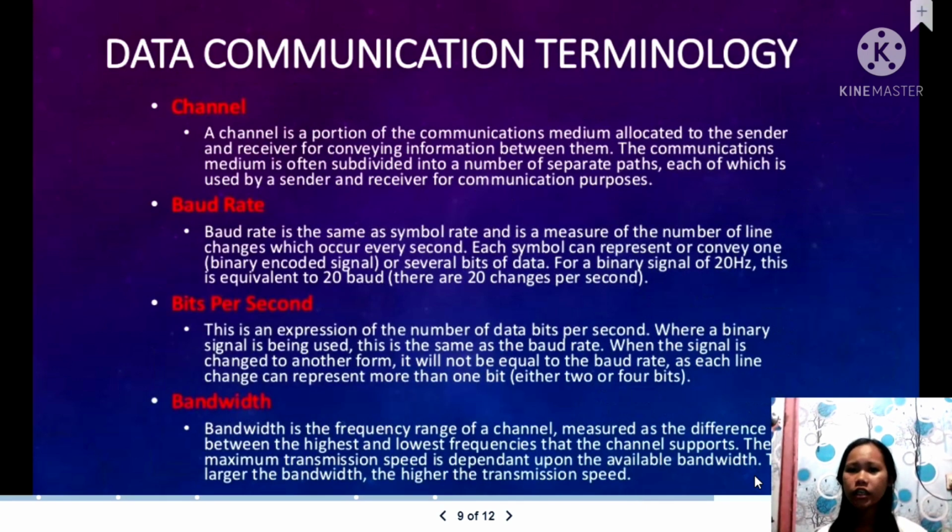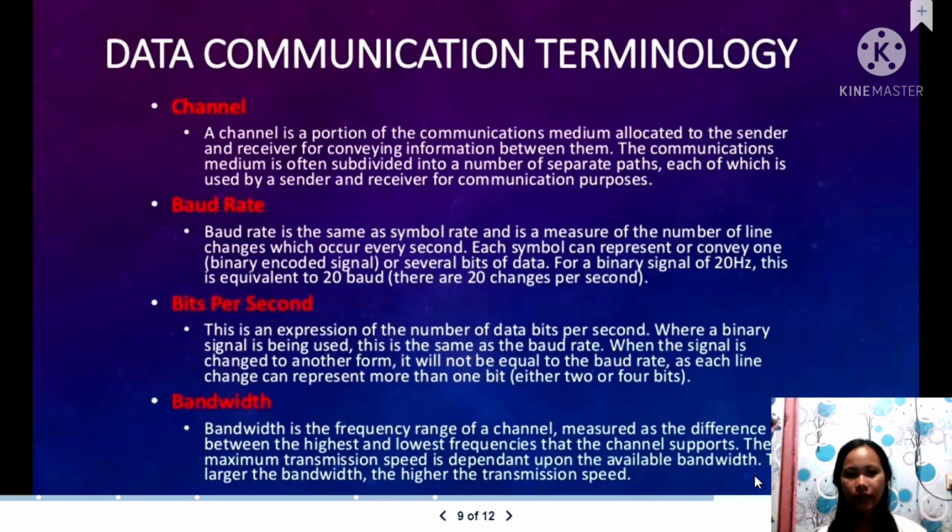So, data communication terminology. It has channel, baud rate, bits per second, bandwidth. When you say channel, a channel is a portion of the communications medium allocated to the sender and receiver for conveying information between them. The communications medium is often subdivided into a number of separate paths, each of which is used by the sender and receiver for communication purposes.